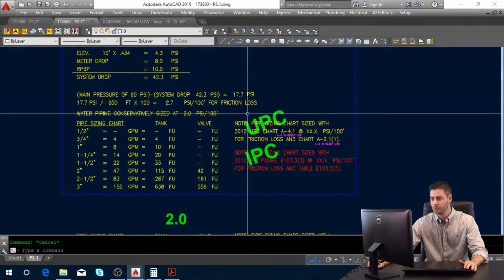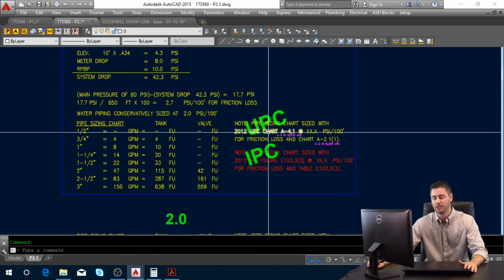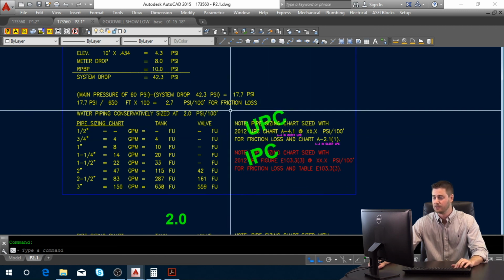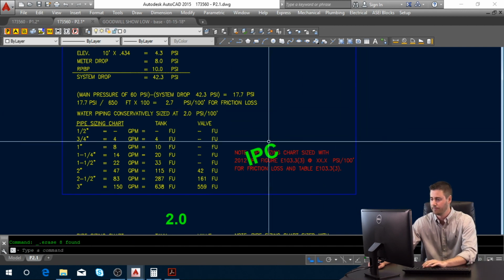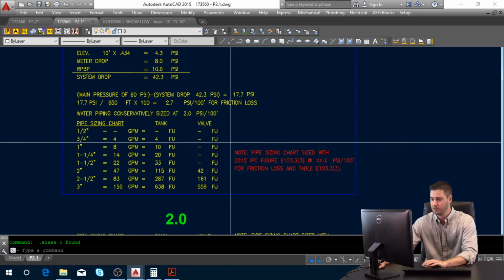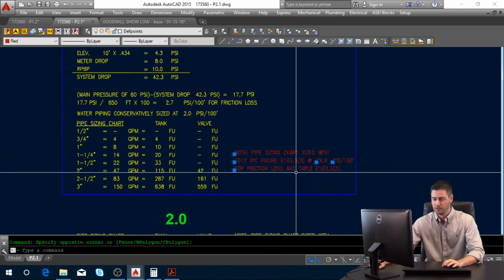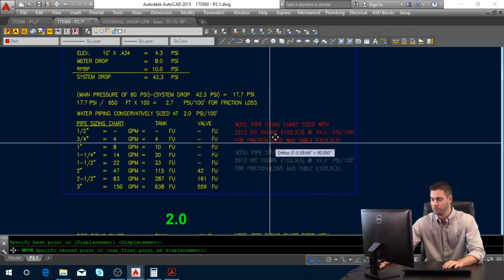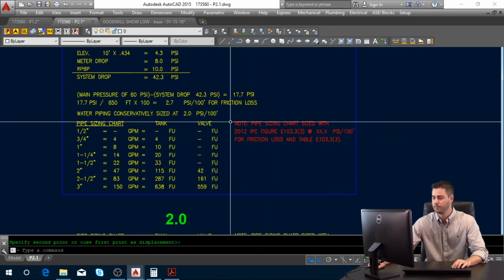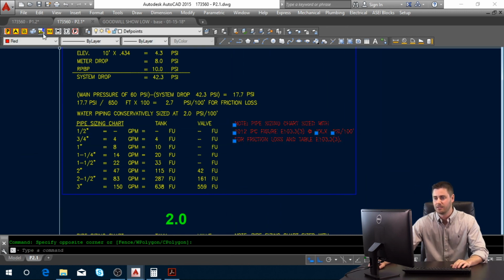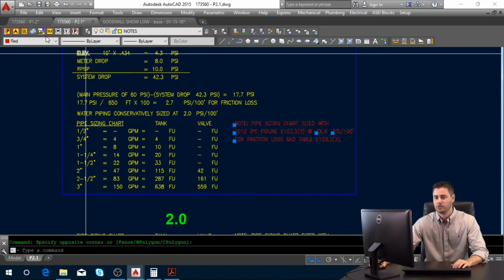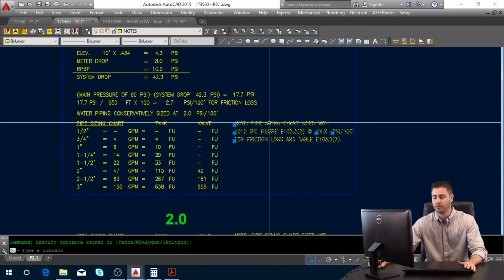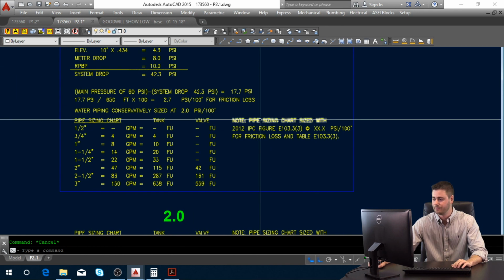Lastly, we edit these notes off to the side. We have one for the UPC and one for the IPC. Since this project is done under the IPC, we can delete the UPC note, delete this little IPC, move this up to where the previous UPC was, just so it looks a little bit cleaner. Highlight this text. It is already shown in def points, so we want to change the layer to a notes layer. Change our color to by layer, so that way it'll show up appropriately when you print it off.